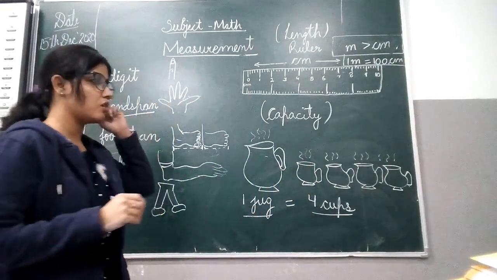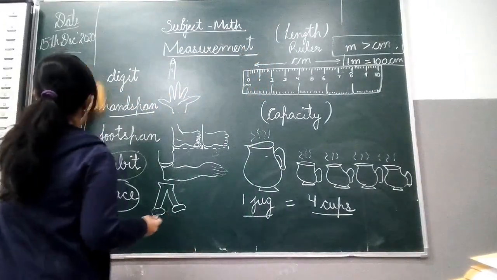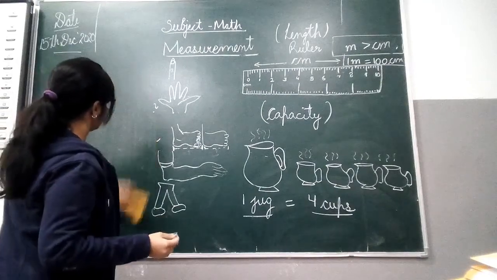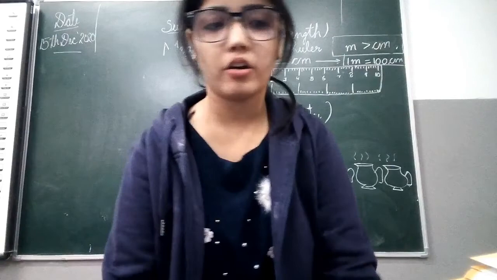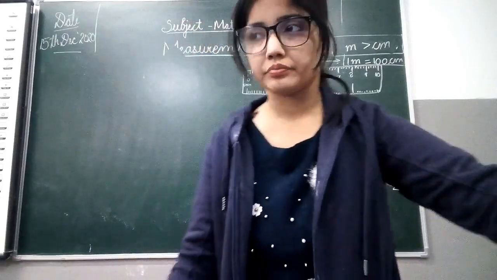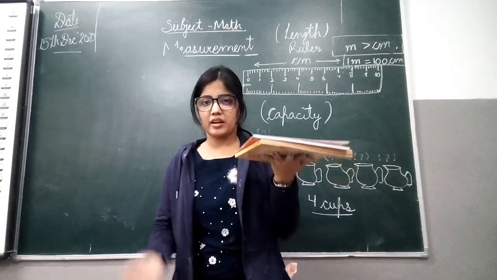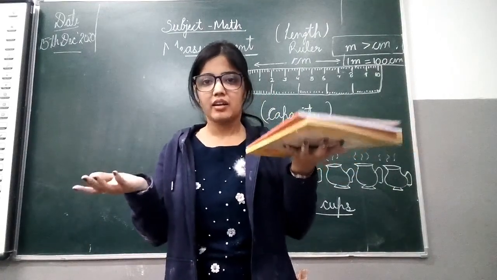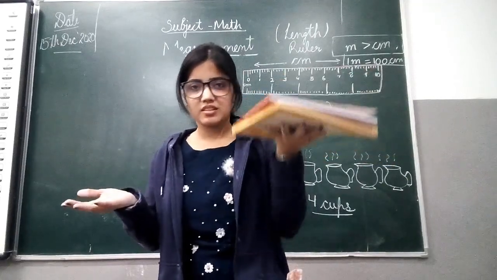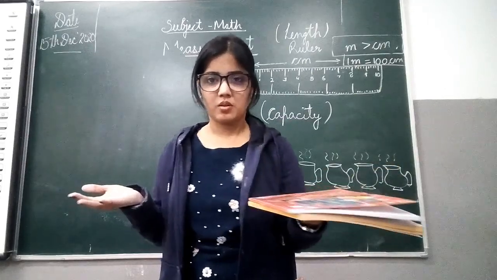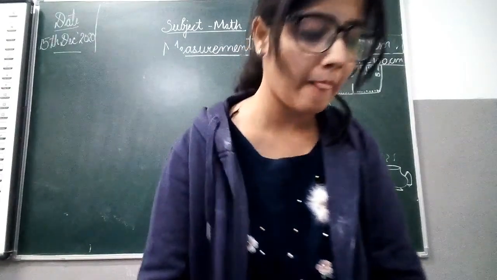Now, how do we measure the weight of any object? To measure the weight, we first find out which object is heavier. For example, if I have 2 books in one hand and no book in my other hand, then which hand is holding the weight? Obviously the one having 2 books.